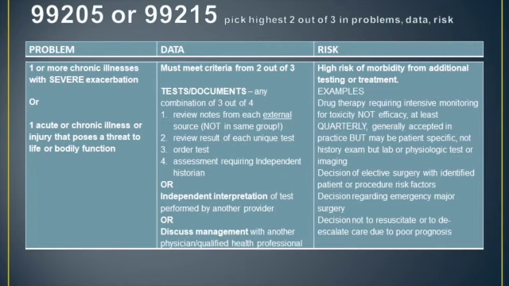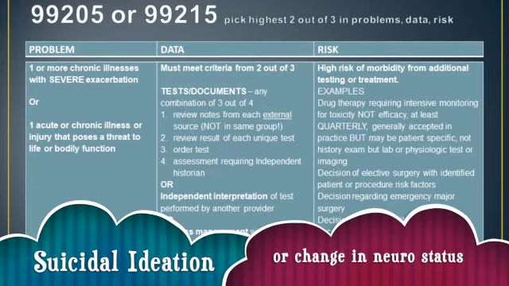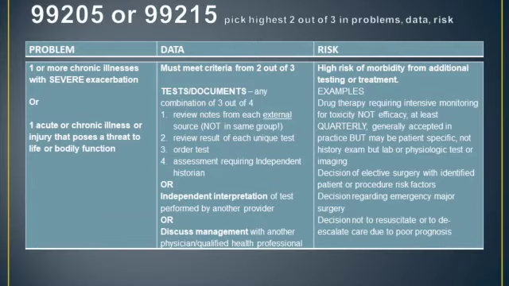99215, if you're doing this, you're also praying. So this is one or more chronic illness with a severe exacerbation. People who are in respiratory distress, they're septic, they're dying in your office, or an acute or chronic illness that poses a threat to life or bodily function. Again, you have to meet 2 out of the 3 in problems, data, or risk. So if you have somebody almost trying to die in your office, and you then meet in the data category, then you can get a 99215.